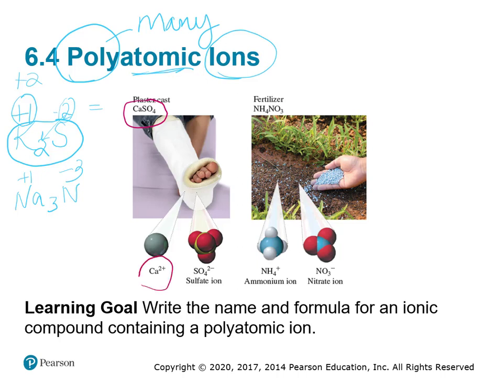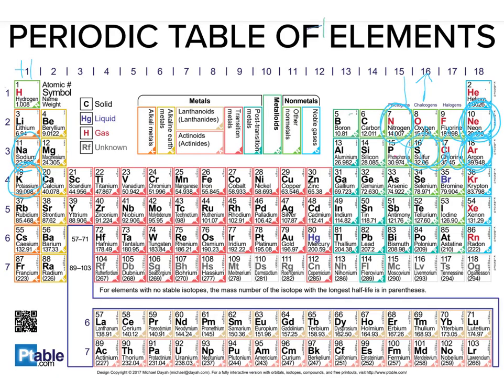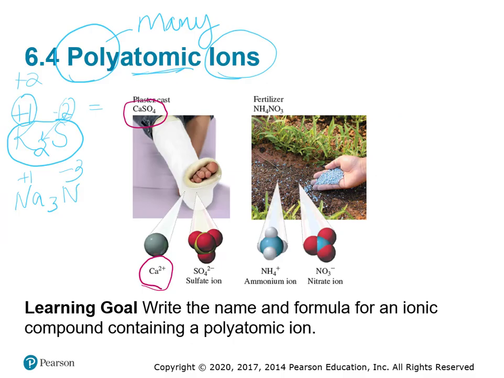We have calcium, which forms a +2 charge, and if we look at calcium, we know it's in the second group, which is why it's a +2 charge. And then here's our polyatomic ion. Having sulfur and 4 oxygens together with a charge of -2 is called sulfate. Therefore, this compound is calcium sulfate.